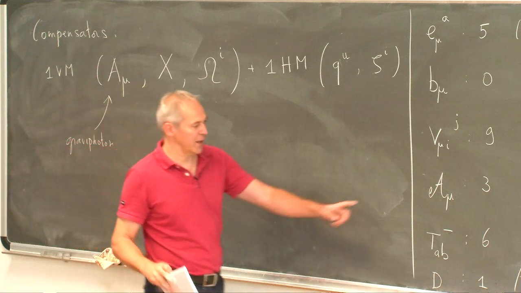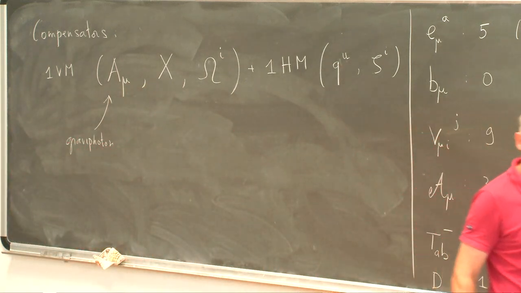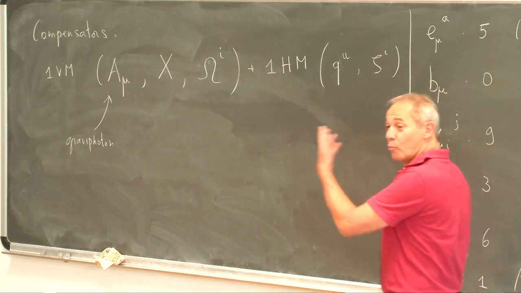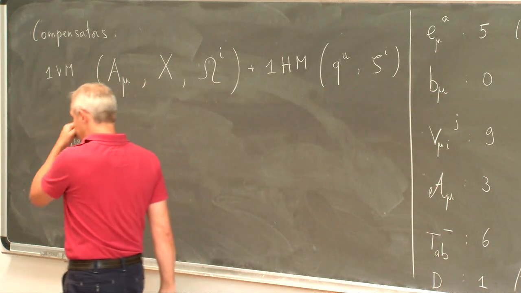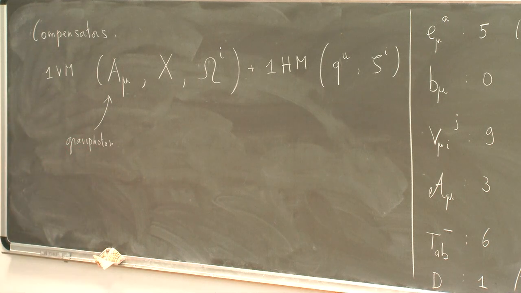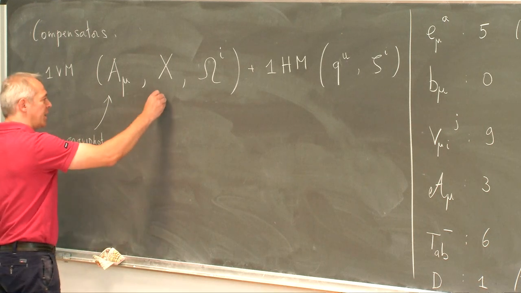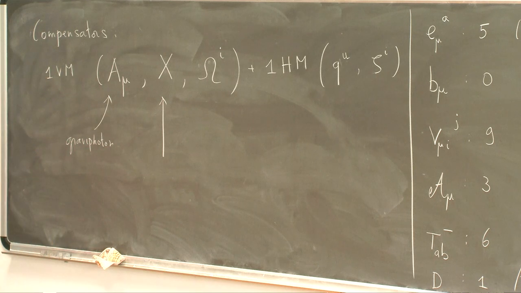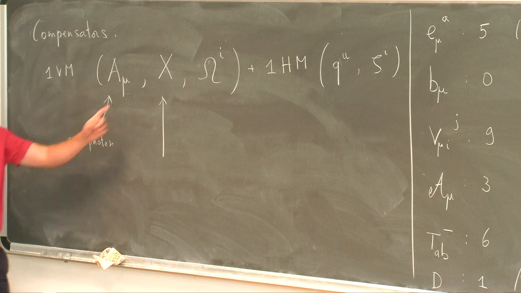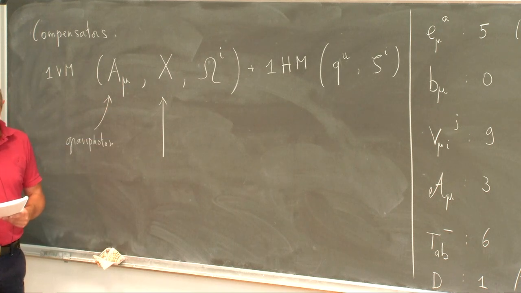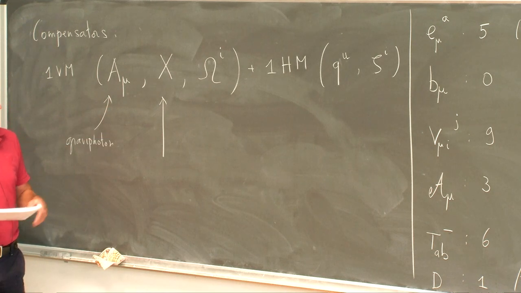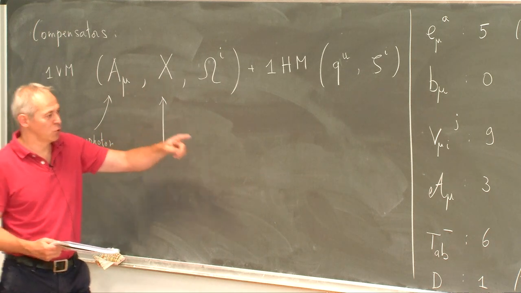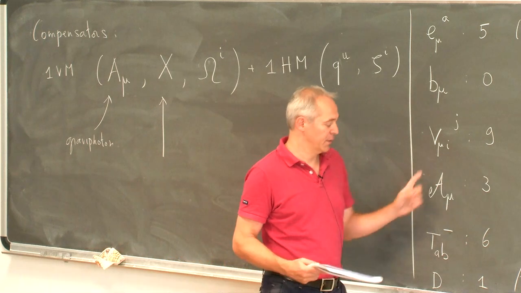That's why I call this curly A mu and not capital A mu. The graviphoton can be understood as part of the compensator in a vector multiplet in N equals 2. This one, X here, I'm going to gauge it away by using dilatations and by U1. I have a U1 gauge symmetry here.